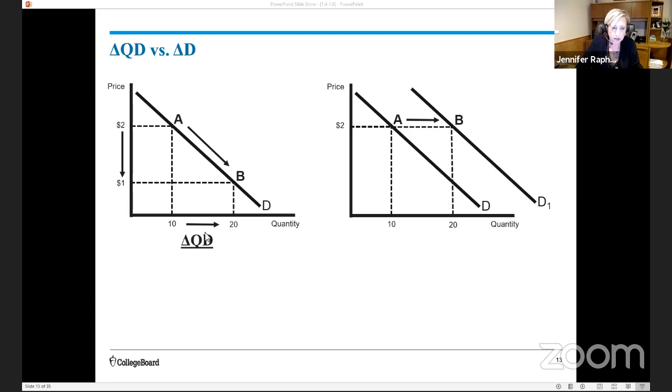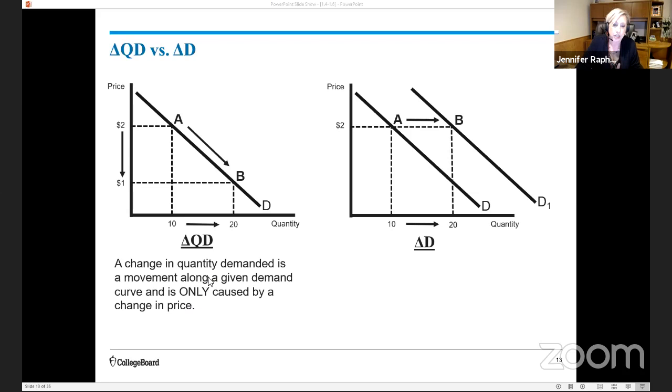Okay, so this here is a change in quantity demanded. This here is a change in demand. A change in quantity demanded is a movement along a given demand curve and is only caused by a change in price. And since this is review, you know that the only thing that's going to cause a change in price, a movement along a demand curve, is a change in supply, right? So a change in supply causes a change in quantity demanded. A change in demand causes a change in quantity supplied. So just knowing those terms is really helpful.